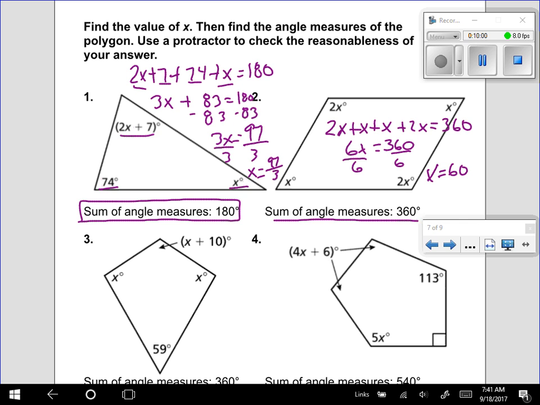And it does tell us to check the reasonableness of our answer. If you plug these in, it would have to make sense that they would add up to 360. Okay, because this is taking a little bit longer, I definitely want you to try number 3. I won't have you do number 4 right now. Maybe we'll do that for bell work tomorrow. But this one adds up to 360 as well because it also has 4 sides. So I want you to try number 3 on your own.